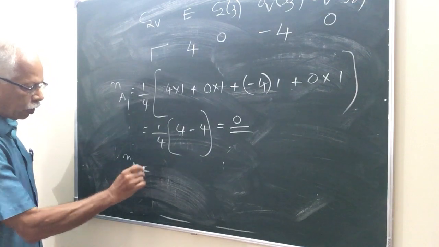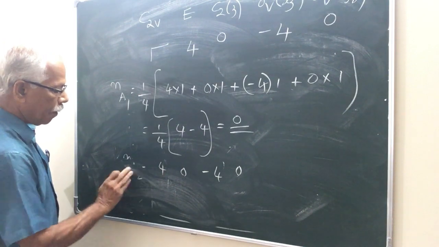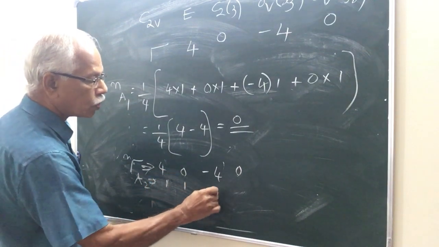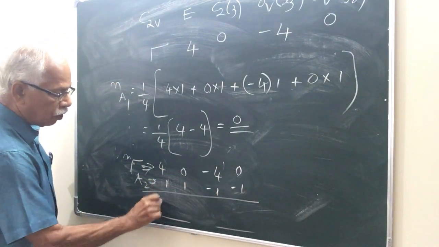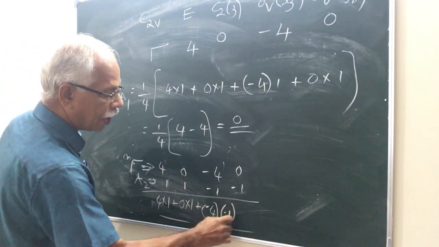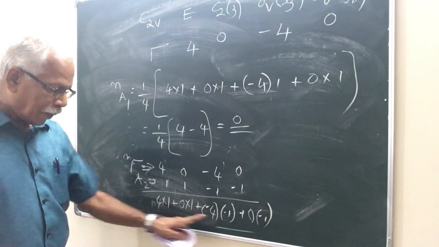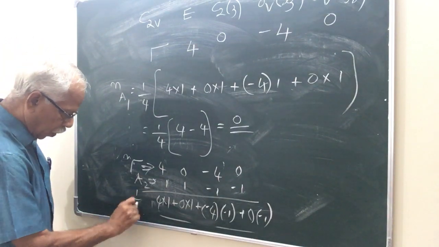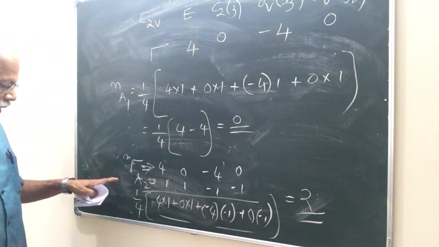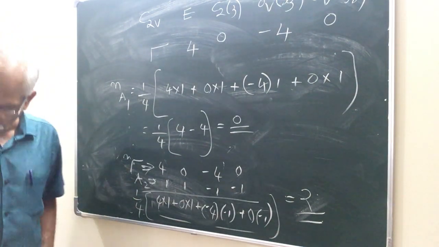For A2, gamma will be 4, 0, minus 4, 0. A2 is 1, 1, minus 1, minus 1. So multiply and add: 4 into 1 plus 0 into 1 plus minus 4 into minus 1 plus 0 into minus 1. Minus 4 into minus 1 is 4. So 4 plus 4 will be 8 and 8 by 4 it will be 2. So there are two A2 type irreps as factors of the original reducible representation.